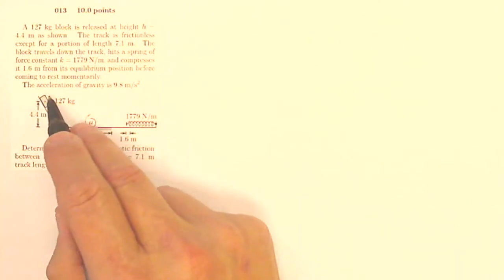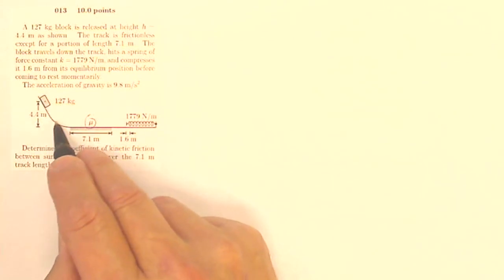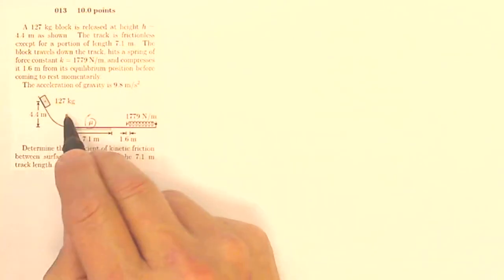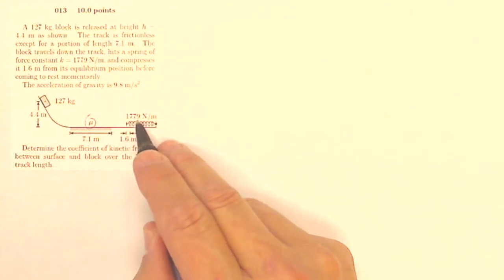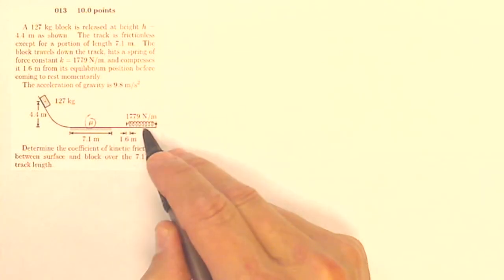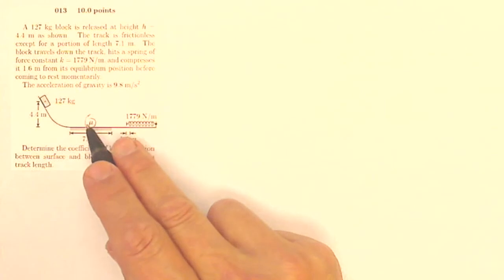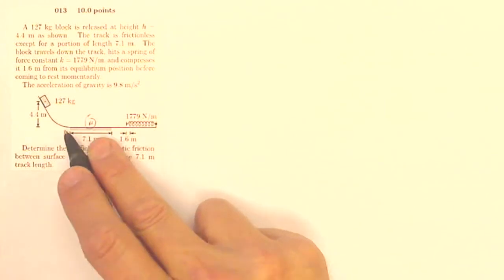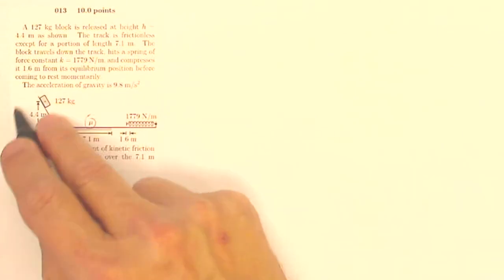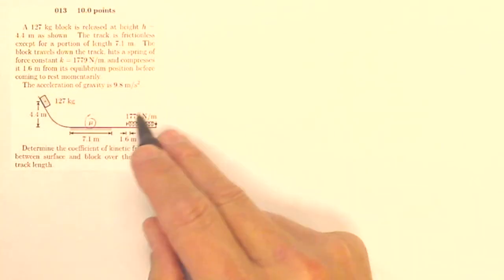What we do know is we've got the mass, and we know gravity, and we know the height over here, so we can figure out the energy it has here. We know the spring constant and how much it's compressed, so we know the total energy here. Now, what friction does is take away energy. So we can first figure out how much energy was lost because of this friction, because that's going to be the difference between the energy it had and the energy it has here.